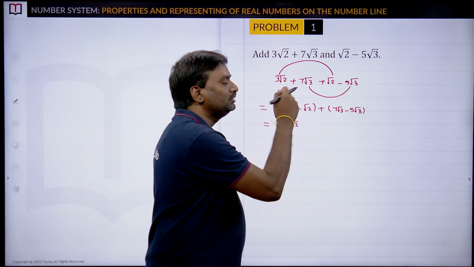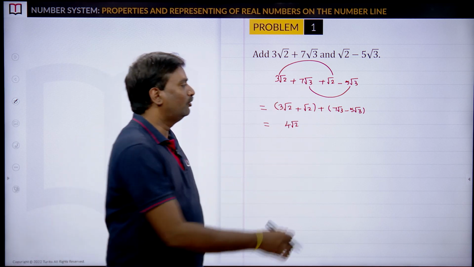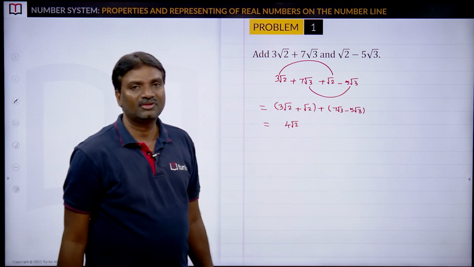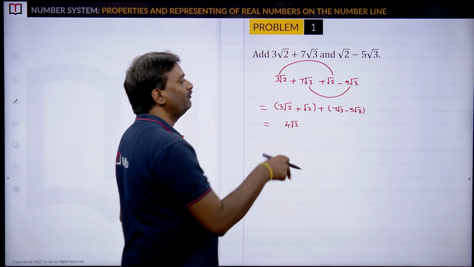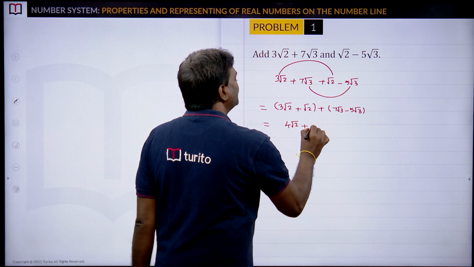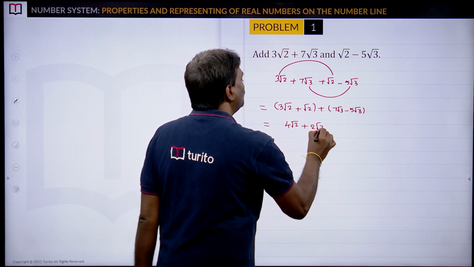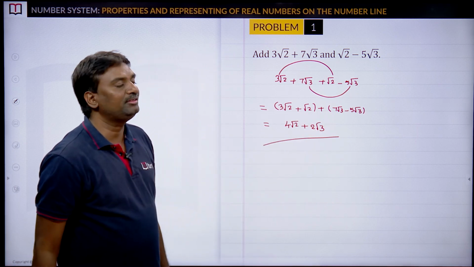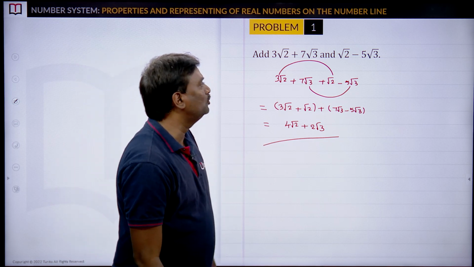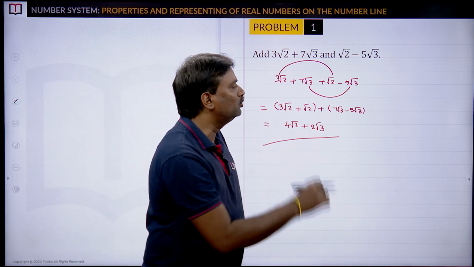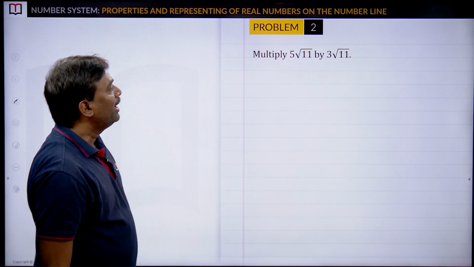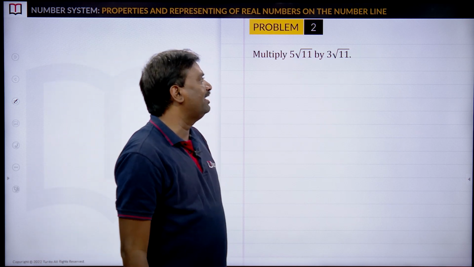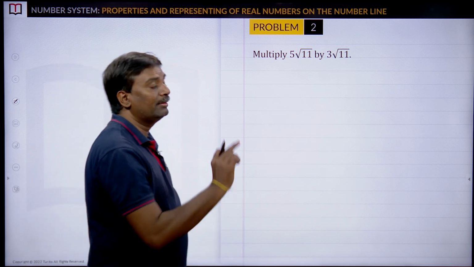Like 7 root 3 minus 5 root 3, where root 3 is common. By subtracting 5 from 7, what will you get? 7 minus 5, that is 2 root 3. So, this is the addition of the given two numbers, 3 root 2 plus 7 root 3 and root 2 minus 5 root 3.